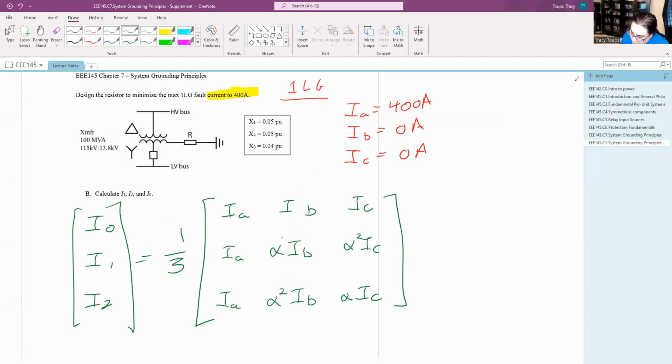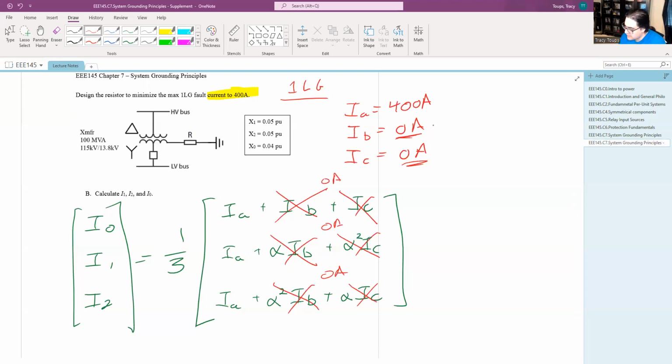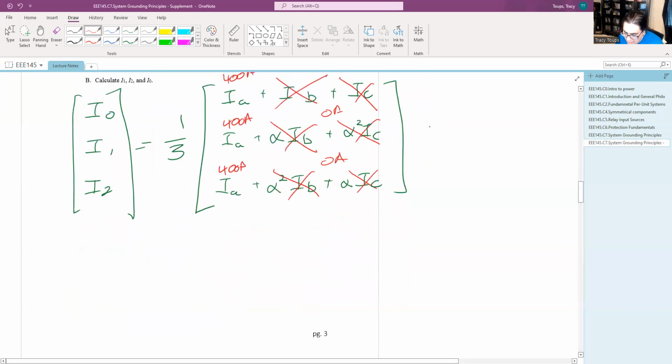Now, because it's in matrix form, we're going to add all these together to find I0, I1, and I2. Okay. Now, let's go ahead and remember what are 0 amps. This is 0 amps. Cross it out. 0 amps, 0 amps, 0 amps, 0 amps, 0 amps. So we don't deal with any of these. The only thing we need to deal with is IA, because that's the only one that's actually something, which is 400 amps. So you see it's 400 amps everywhere. So we can calculate I1, I2, and I0 very easily.